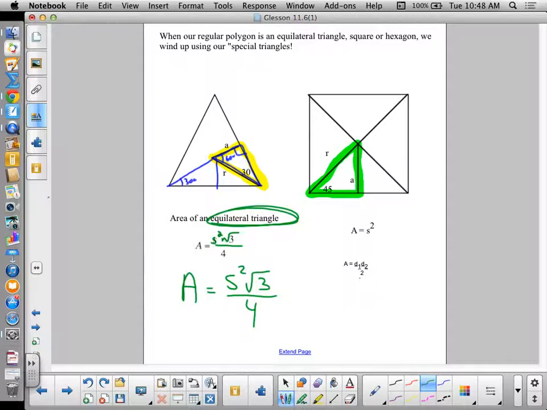So really, equilateral triangles and squares are not going to be a big deal for us as far as regular polygons because we have special formulas for them. Square special formula, side squared, or diagonal 1 times diagonal 2 divided by 2. Those are 2 special formulas we tend to use for squares.